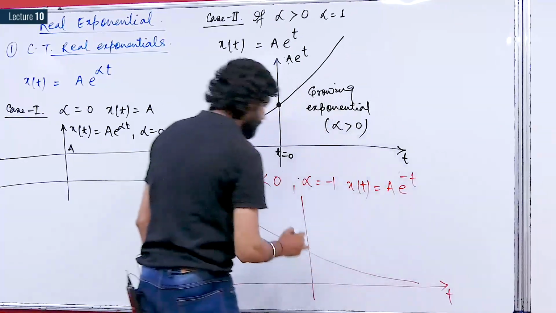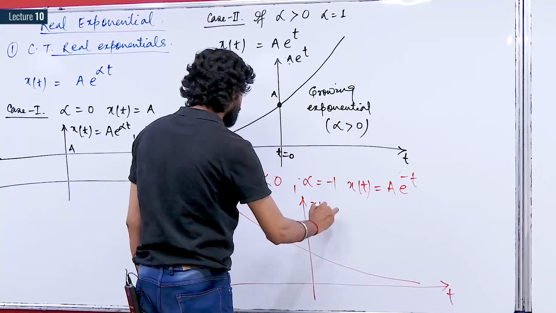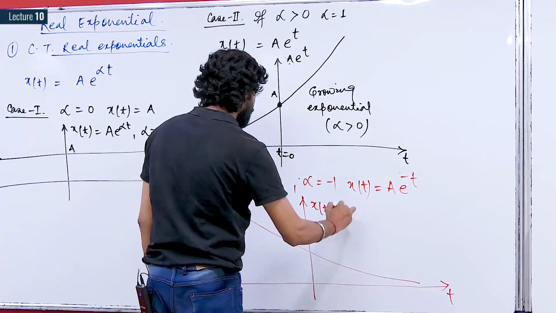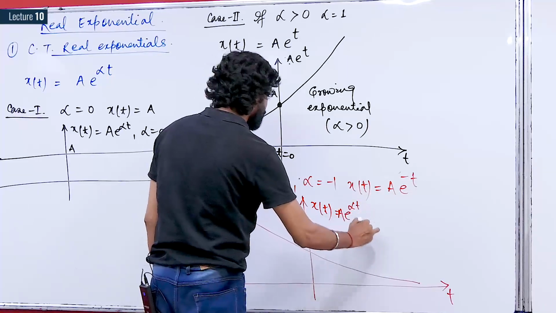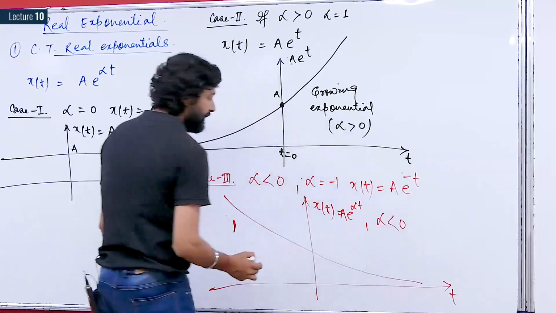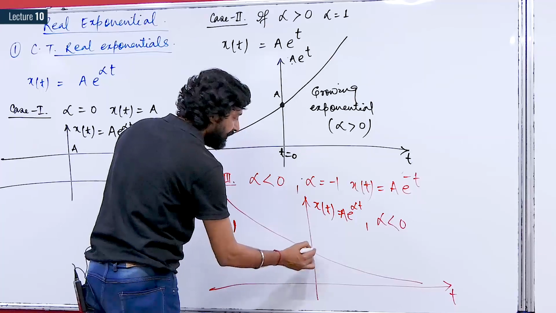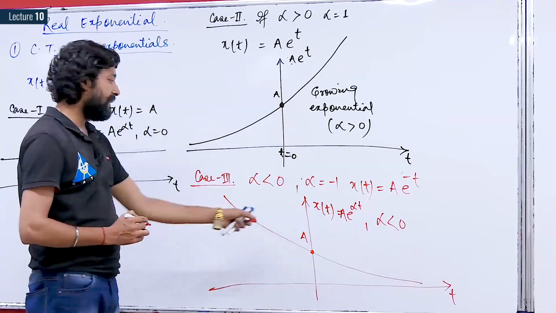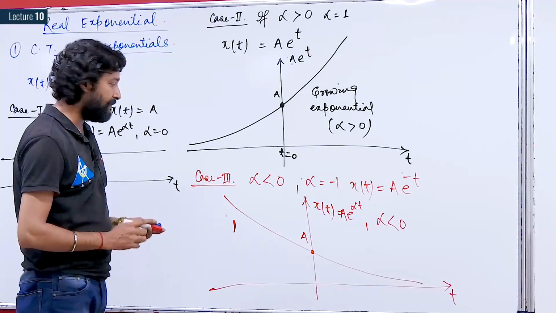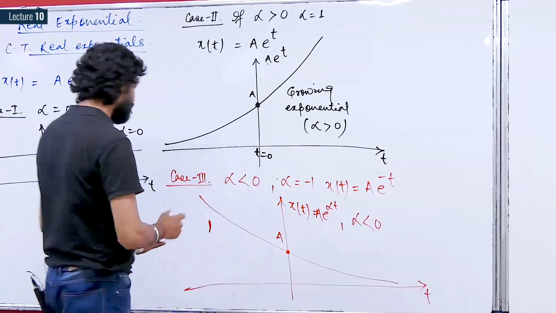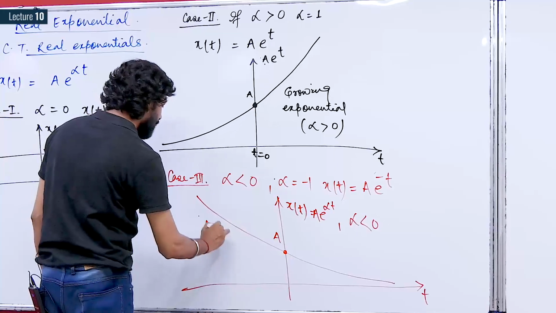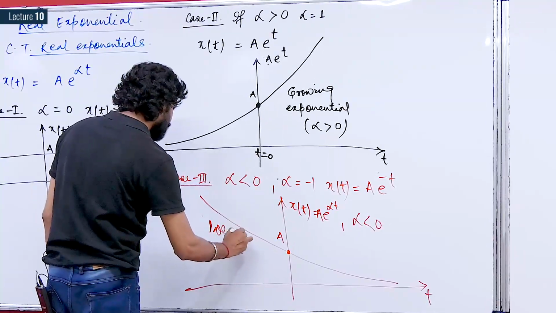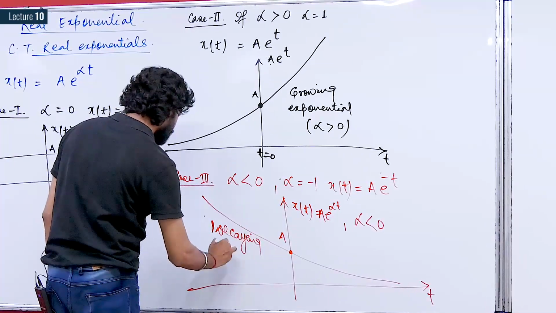It is your signal x of t, that is a times e to the power alpha t for alpha less than 0. And if you see again at t equal to 0, this part will be 1, therefore the value of the signal is a. So it is a e to the power alpha t for alpha less than 0, and it can be said that it is a decaying exponential.